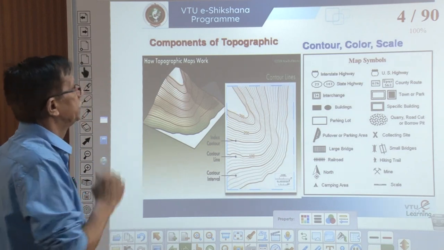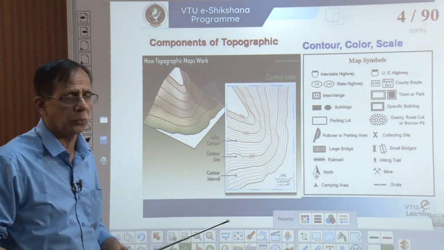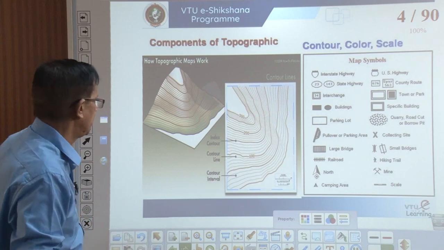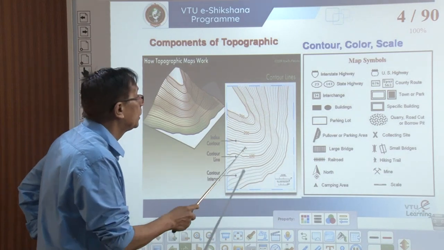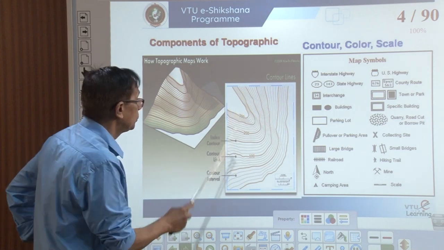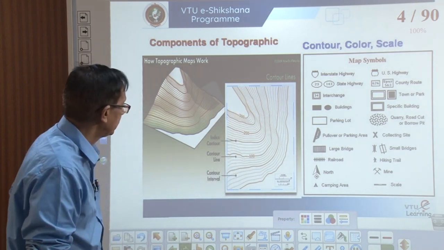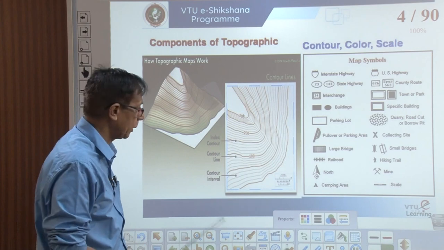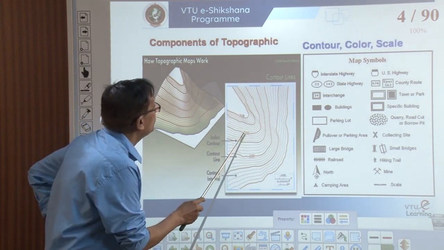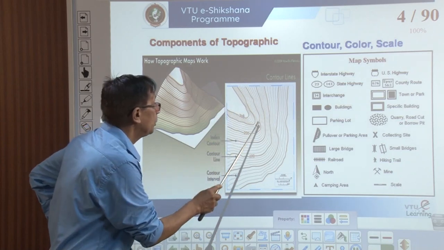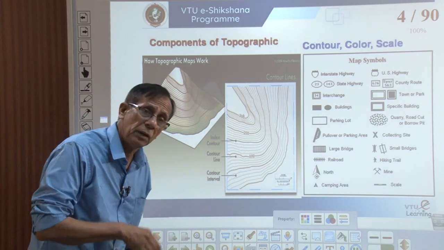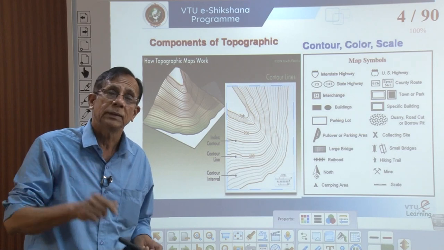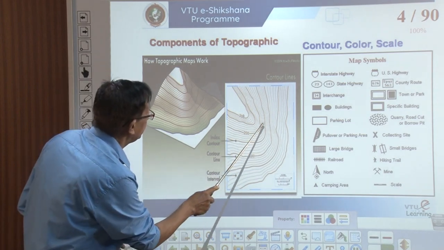Now, in all the topo sheets, I have just mentioned the color codes, features and symbols. What exactly are those? For example, we are referring to the contours. All these contours are shown in brown lines. There are bold or dark lines, not black, bold, and every fifth contour is a bold one, and all these are brown in color. What do we mean by contour? A contour is the line showing the elevation of the ground.